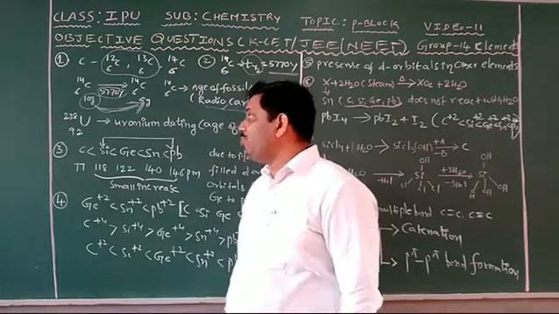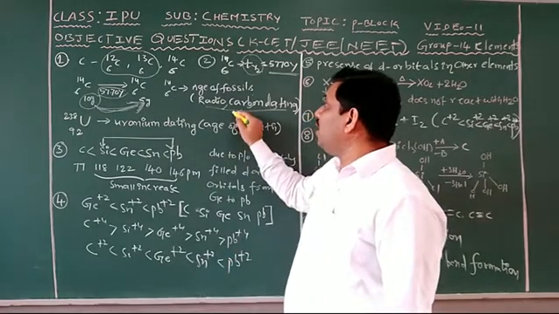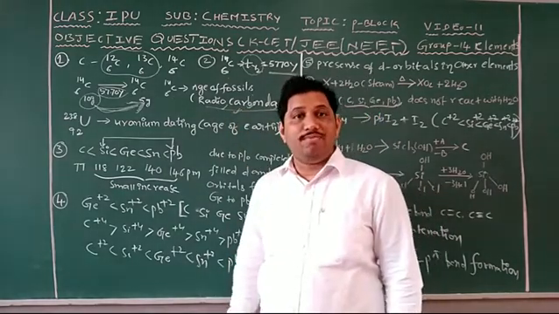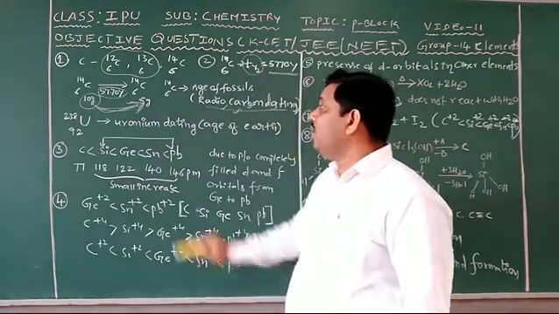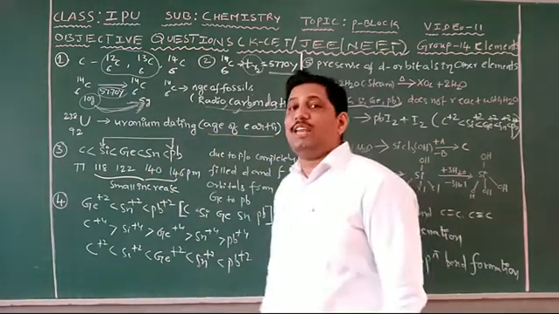Next one, an additional point, students. Similar to radiocarbon dating, another method is there, that is uranium dating. By using this, the age of the Earth can be determined.